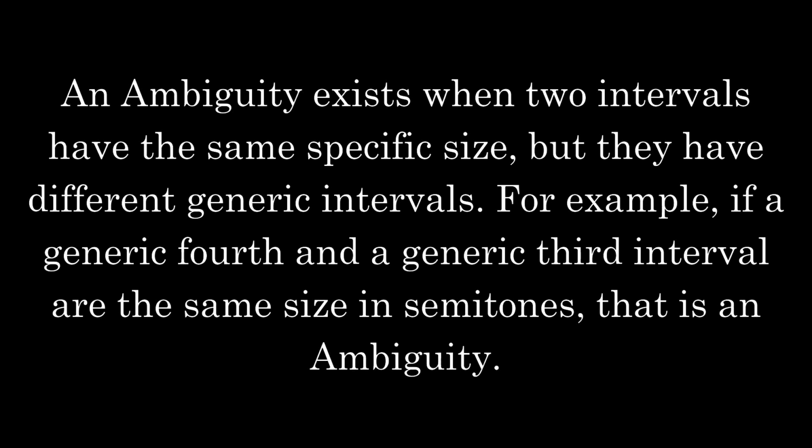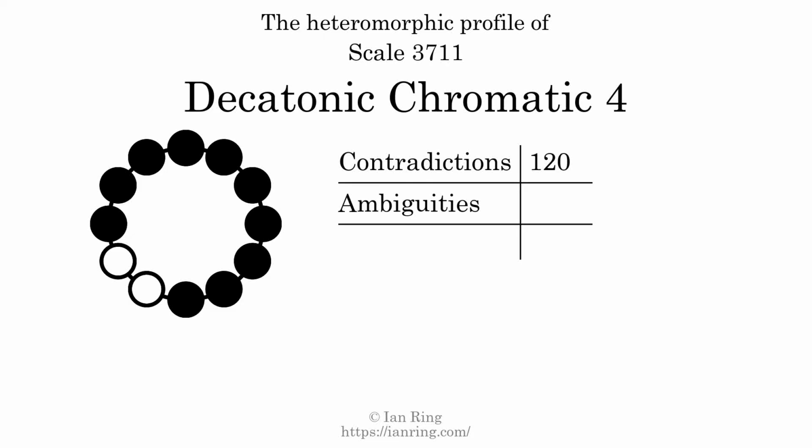An ambiguity exists when two intervals have the same specific size, but they have different generic intervals. For example, if a generic fourth and a generic third interval are the same size in semitones, that is an ambiguity. The number of ambiguities in this scale is 84.